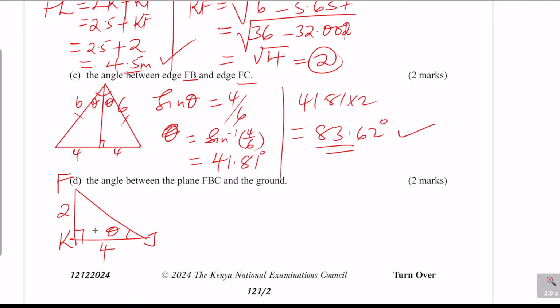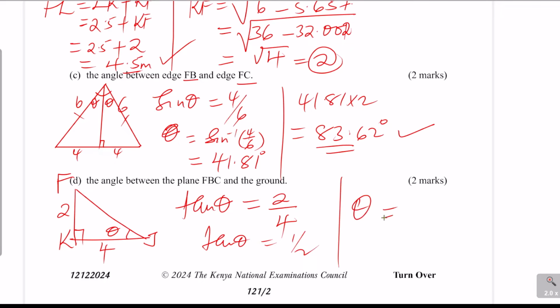For this angle, which ratio do we use? Tangent is going to work. Tangent of angle theta is equal to opposite over adjacent. This is the same as a half. So tan of theta is equal to a half, or 0.5, and therefore theta is the tan inverse of 0.5, and this will give 26.57 degrees. So that is how you're supposed to solve that question.